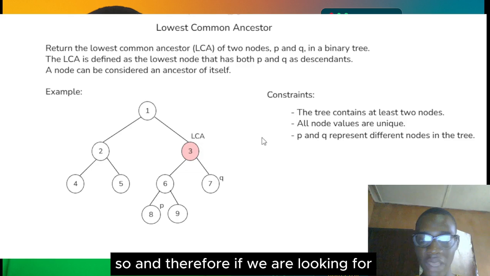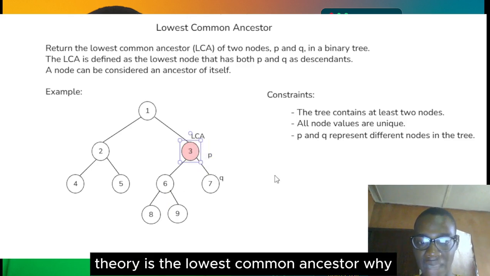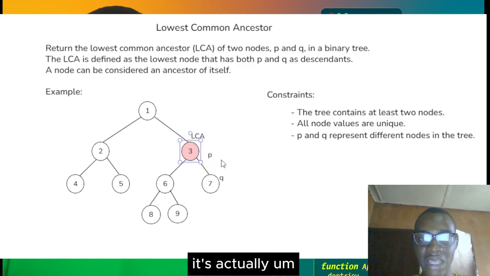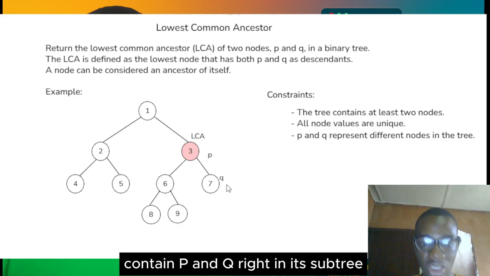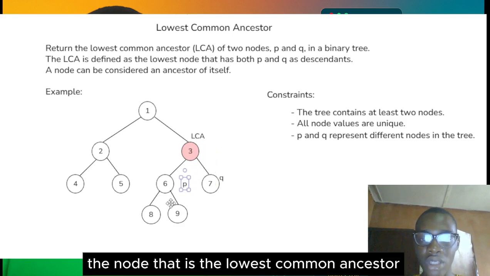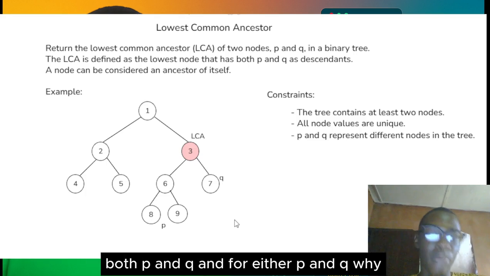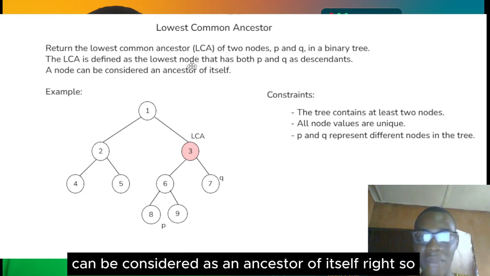So if we are looking for, imagine if P is here now and Q is here, we can still say that node 3 is the lowest common ancestor. Why? Because it actually contains P and Q in its subtree, even though it is its left subtree. What I'm trying to say in essence is that the node that is the lowest common ancestor could be an ancestor for both P and Q, or for either P or Q. Why? Because a node can be considered as an ancestor of itself, right?